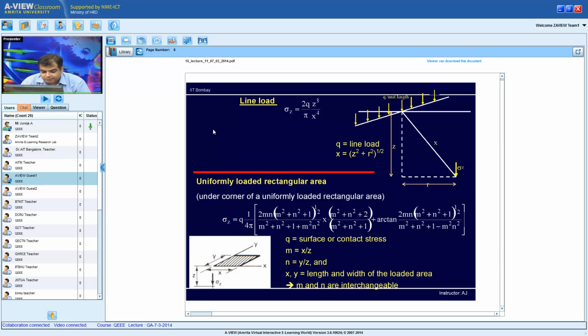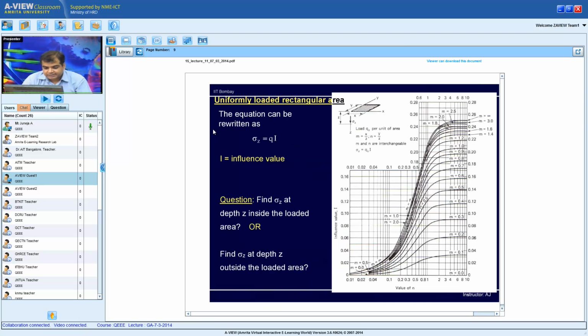But fortunately, Boussinesq came out with design charts, and we are going to look at this design chart. It's available in almost every standard textbook on soil mechanics, and we'll look very carefully at how this chart looks.